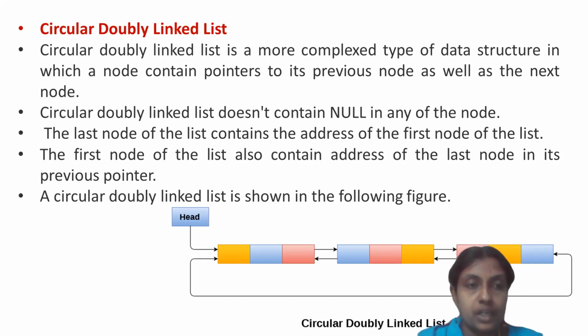So understand our third point. The last node of the list contains the address of the first node of the list. I think you were able to follow. The last node will carry the address of the first node. Now you see the fourth point. The first node of the list also contains the address of the last node in its previous pointer. So the previous part of the first node will hold the address of the last node. These two points are very important when you explain the circular doubly linked list, and the diagram clearly explains the concept of the circular doubly linked list.